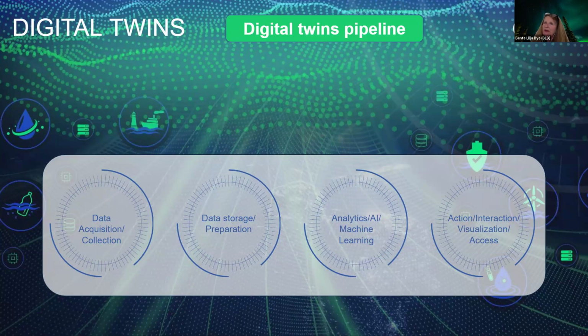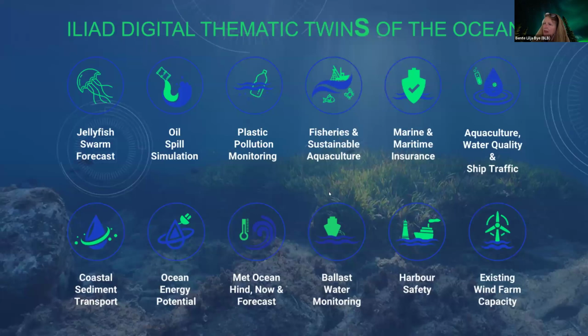What is special with a twin is that this goes into a loop. So once you have a model, you have done it once, you can run it again, or you can steadily feed more data into your system. So that's the digital twin version. In Iliad, we focus on thematic and local solutions. So the digital twins of the ocean in Iliad are actually solving concrete problems. And we have divided these problem areas into 12 thematic areas.